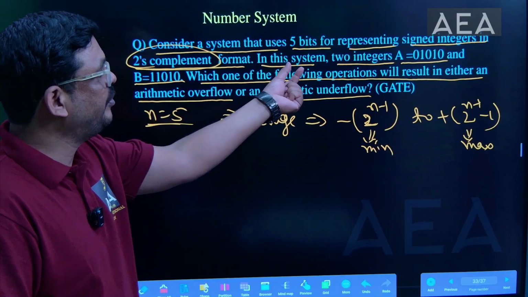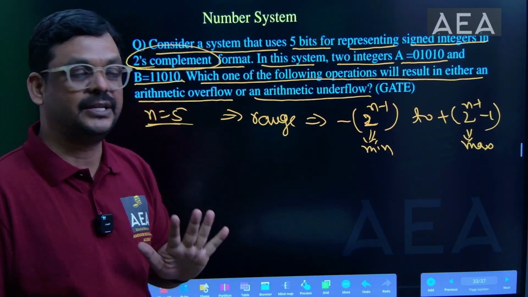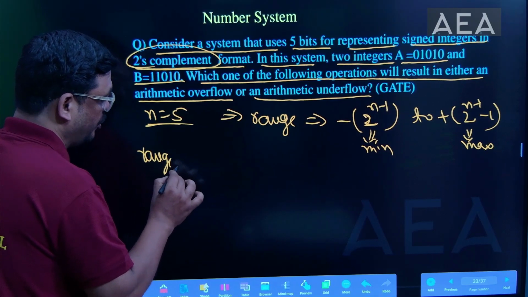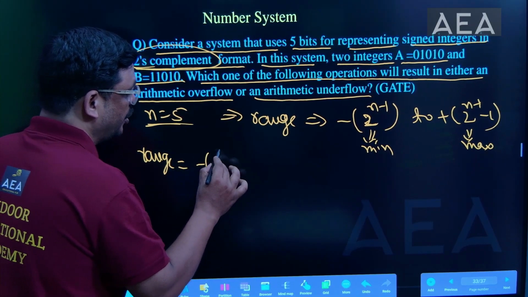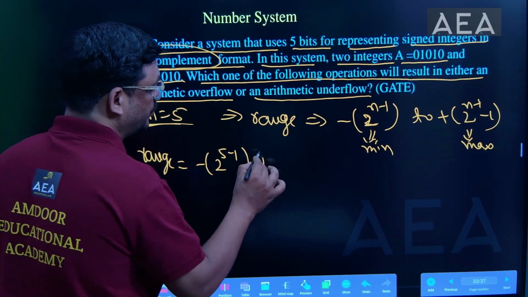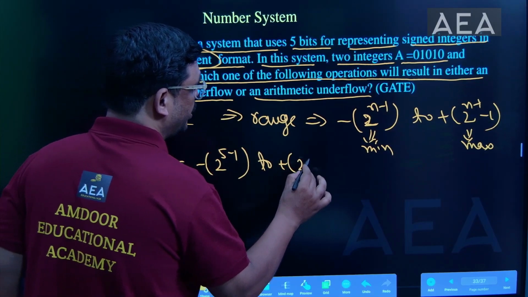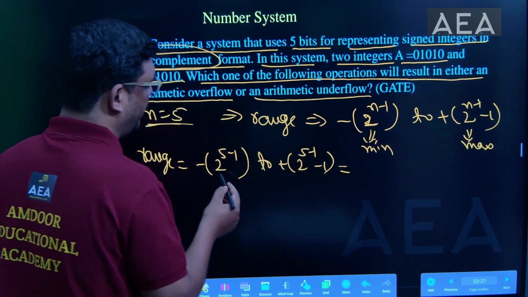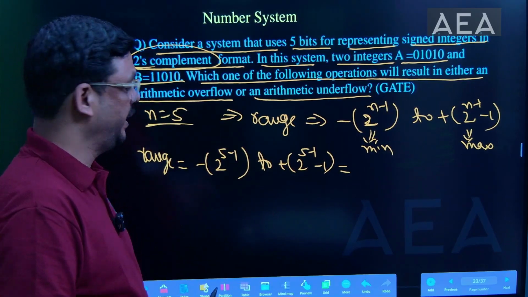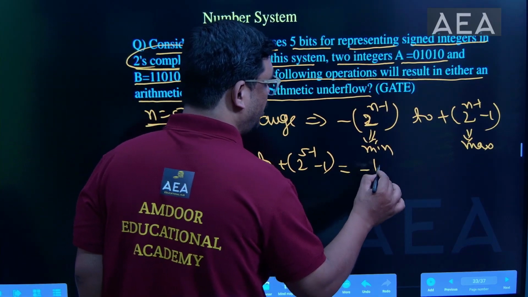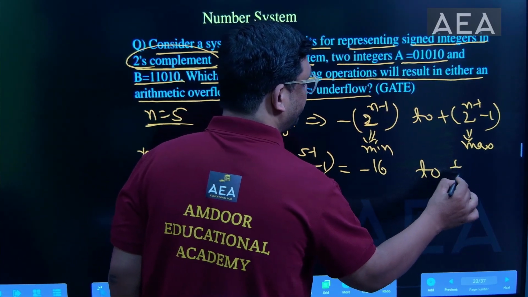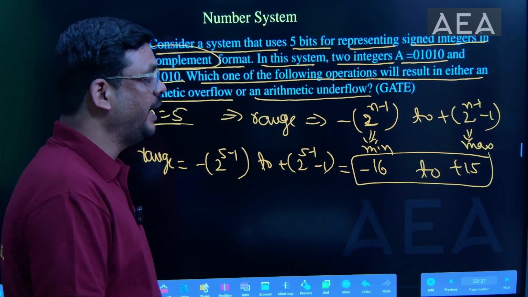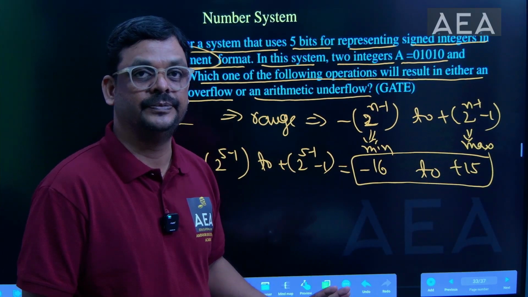Now based on the given problem statement, how many bits are there? 5 bits are there. For that purpose I am writing the range of the number system in 2's complement: minus 2 to the power of 5 minus 1 to plus 2 to the power of 5 minus 1, minus 1. Then what is the number? 2 to the power of 4 is 16. So minus 16 to plus 15. We have to take only these numbers.